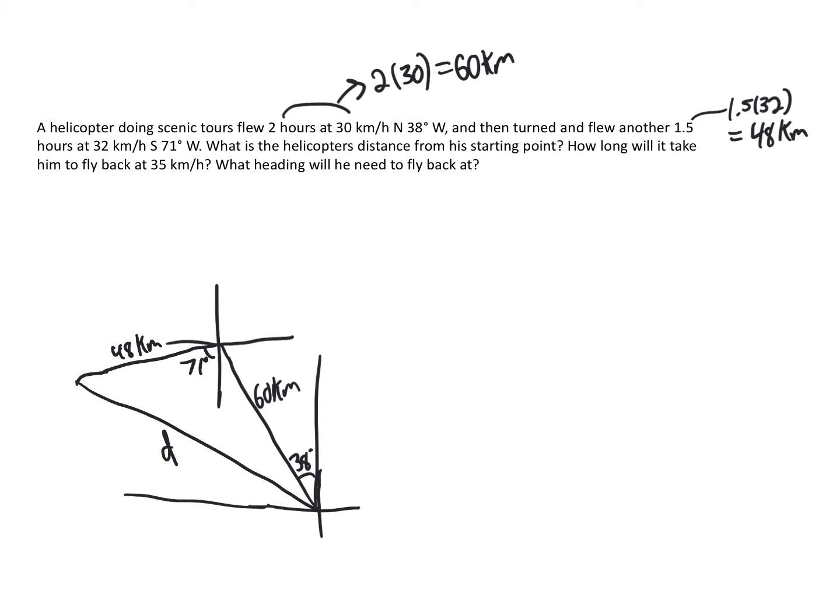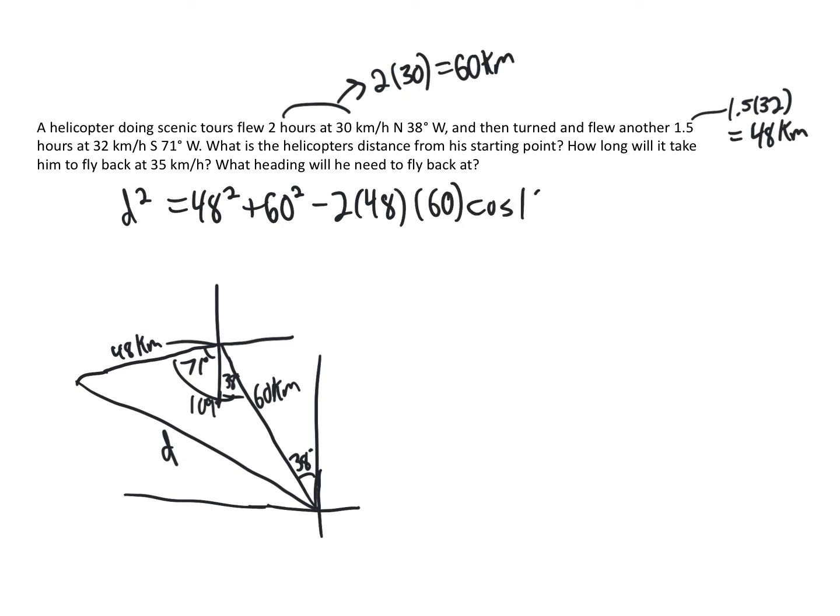So we can use some information we know. If this is 38 degrees, then this is also 38 degrees by parallel lines, which means this angle is 109 degrees. So we can use cosine law. So d squared equals 48 squared plus 60 squared minus 2 times 48 times 60 cos 109 degrees. Calculating that out, taking the square root, you'll get a d of 88.2 kilometers. So that's your distance.